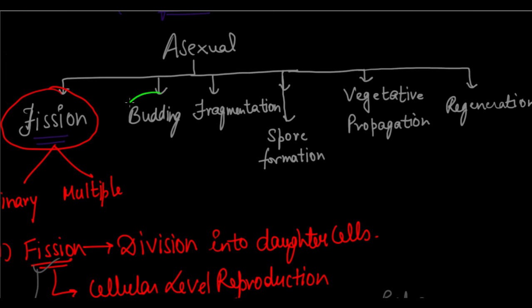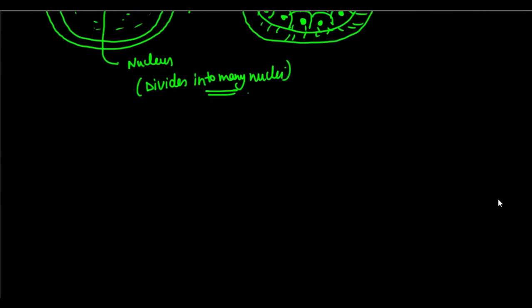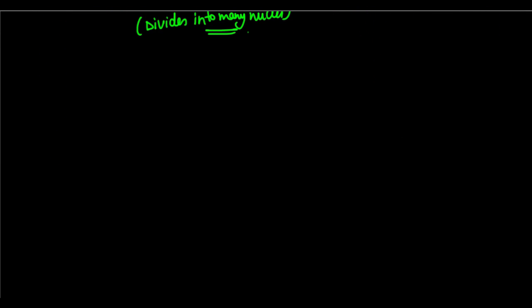Now we move to the next form of asexual reproduction, that is budding. Now, how does budding take place, and what is actually budding? What do we call budding? And what is budding actually? Let's have a look. Again, we've done this in our lower classes. This next form of reproduction, asexual reproduction to be precise, is budding.